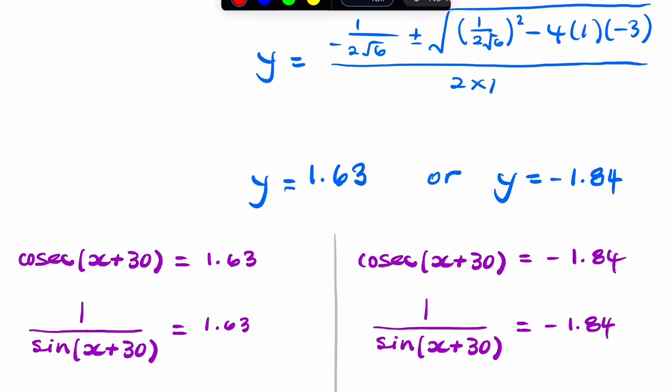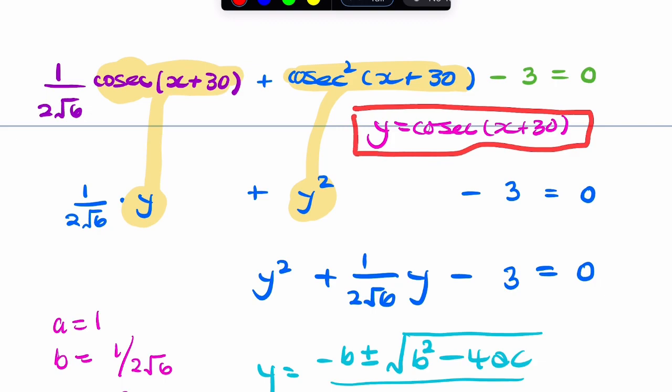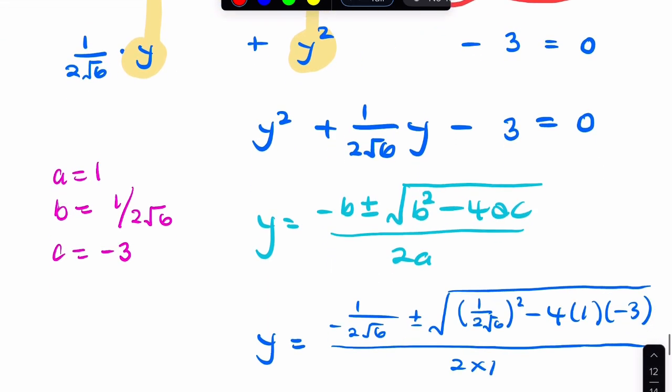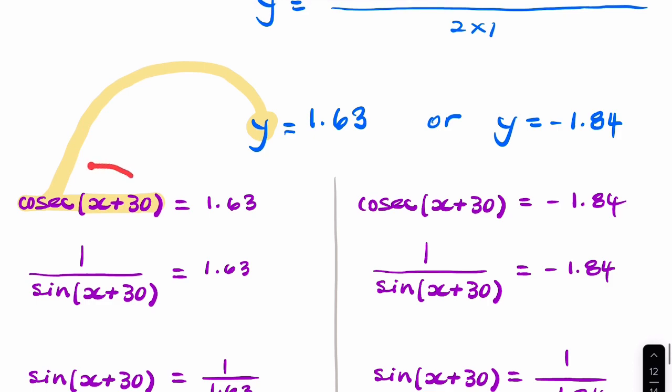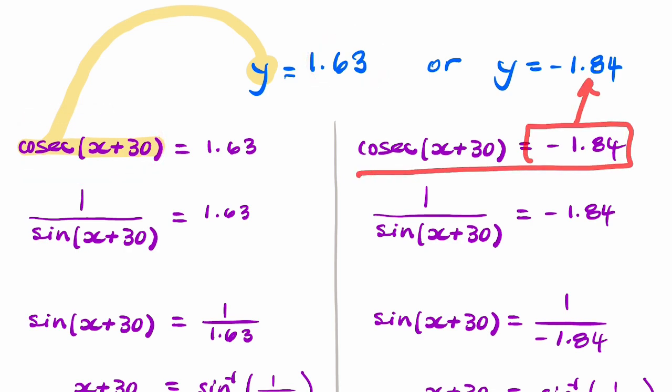Now that is not the end of the question, because y is actually just cosecant of x plus 30. Remember, we said y is cosecant of x plus 30. So we need to replace y with cosecant of x plus 30. So there's still quite a long way to go. We're trying to find x, so there's quite a bit of manipulation to rearrange this. So we write cosecant of x plus 30 equals 1.63, and then again for 1.84.